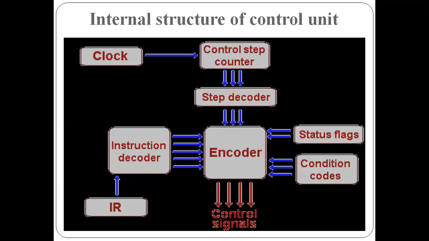The internal structure of the control unit: the clock, then the counter, that is the control step counter, which is passed on to the step decoder, and from there to the encoder. The instruction decoder from the IR register places the data on the encoder. From the encoder, it is sent to the control inputs. The control signals are fed to the control bus, and also the status flags and condition codes are fed into the encoder.